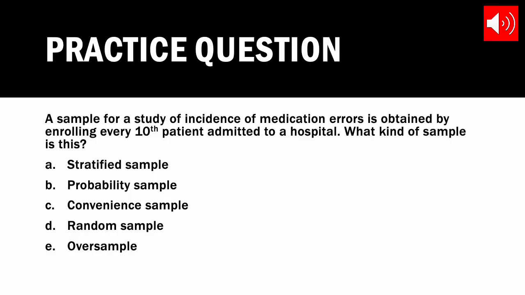So here's another practice question. A sample for a study of incidence of medication errors is obtained by enrolling every 10th patient admitted to a hospital. So what kind of sample is this? And the correct answer would be C. It's a convenience sample. Again, it's not random because you're not randomly picking patients. You are taking patients conveniently who are being admitted to the hospital.